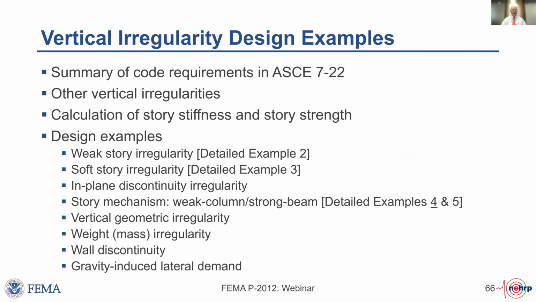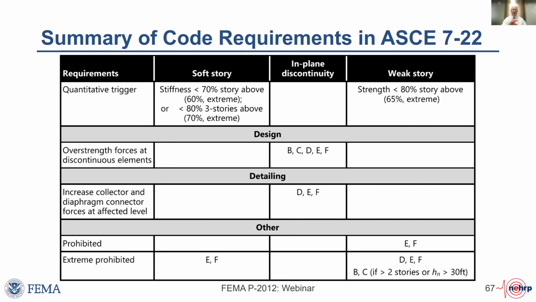So we're going to step into the vertical irregularity design examples, and we'll need to focus a little more quickly on some things. The big idea, again, is there are triggers in ASCE 7-22.